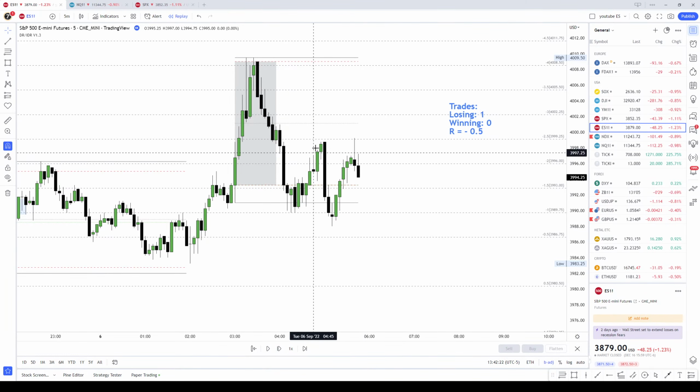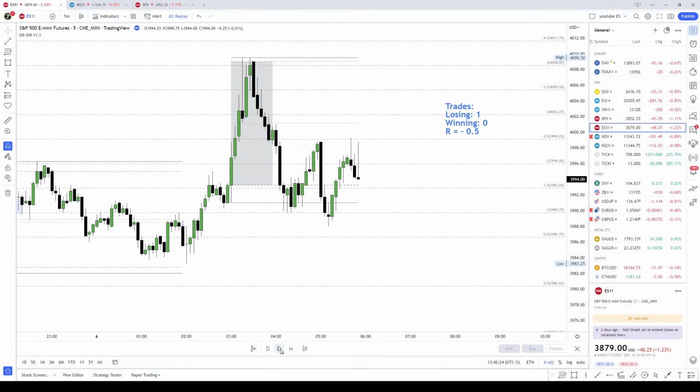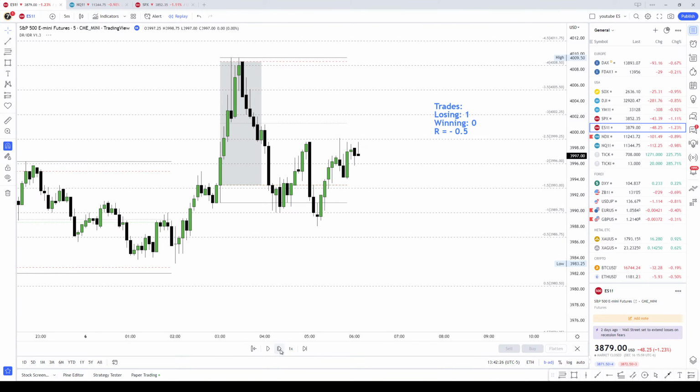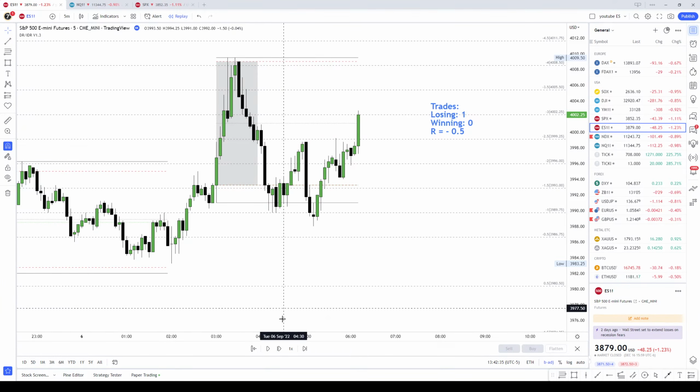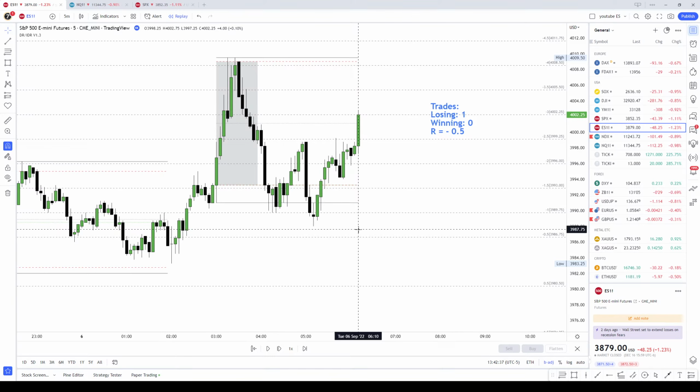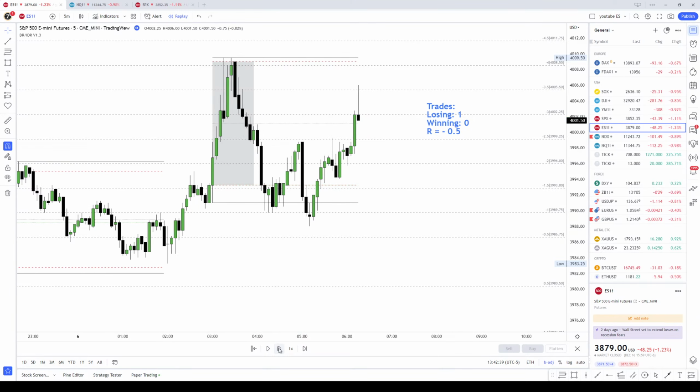Still nothing here. We're making a new high. Let's see. We are still above the IDR levels. Now we are closing directly over the midpoint of the DR. So nothing interesting time-wise. 610.